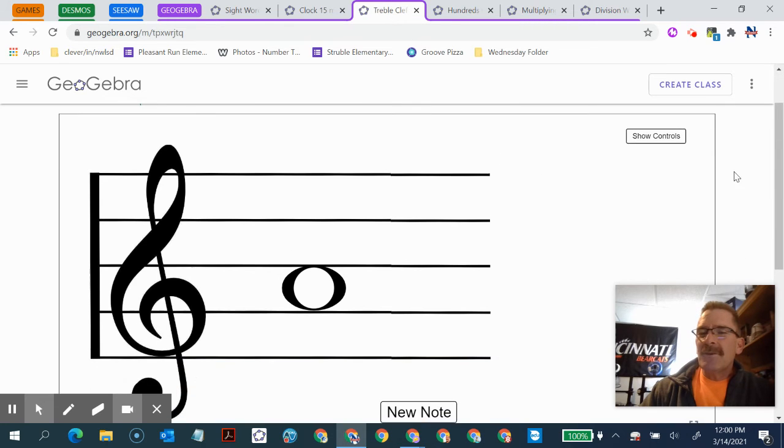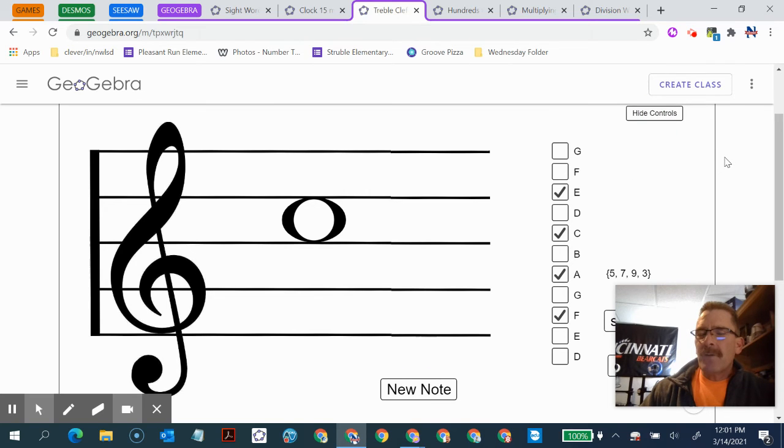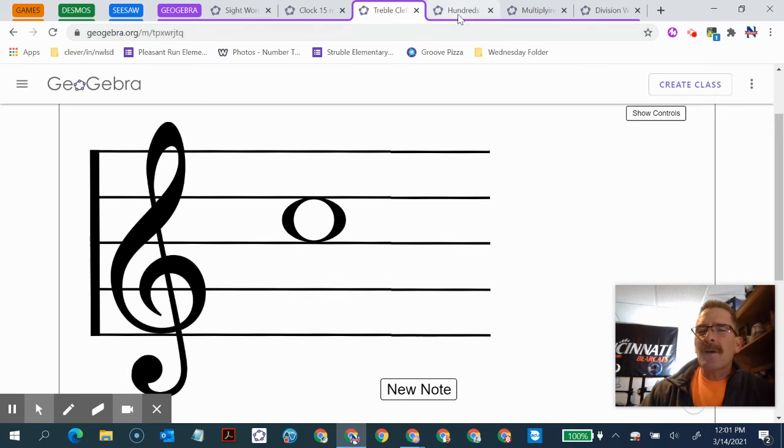Did this for a music teacher. Kind of works the same way as the sight words, where you have your control feature over here, and you put which notes you want to rotate through, so kids can practice those.